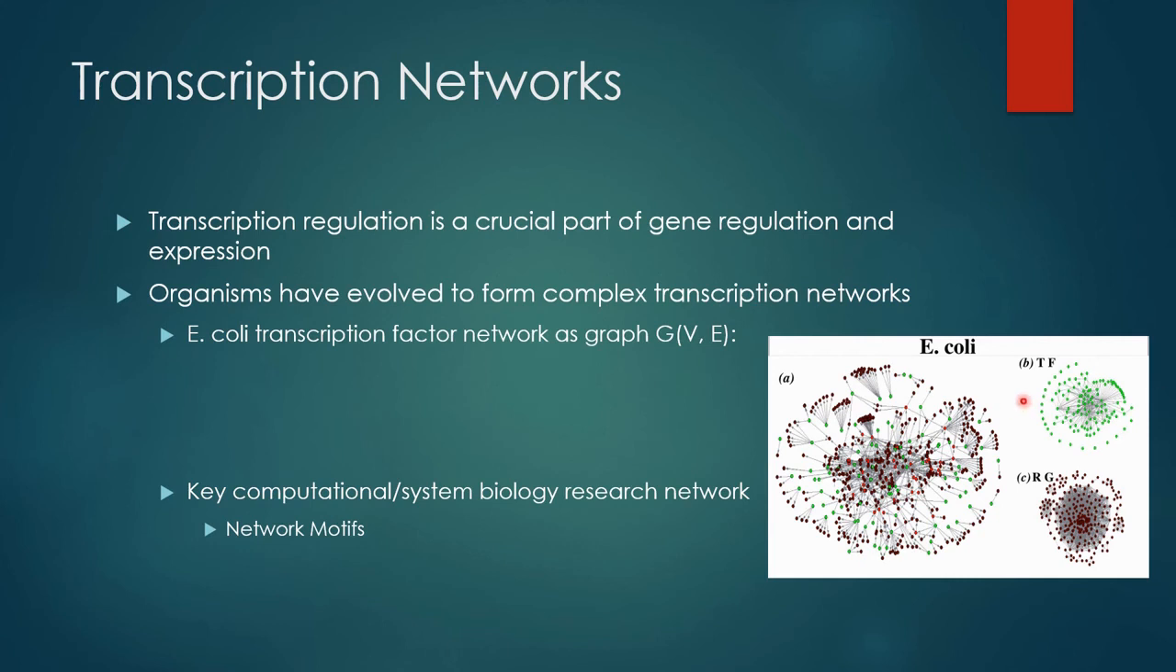The picture below is the E. coli transcription factor network. Here it's represented in a graph with vertices or nodes at the dots and edges connecting the genes. The green dots are transcription factor genes, and the brown dots are regulated genes. So you can really see the complexity of transcription regulation.